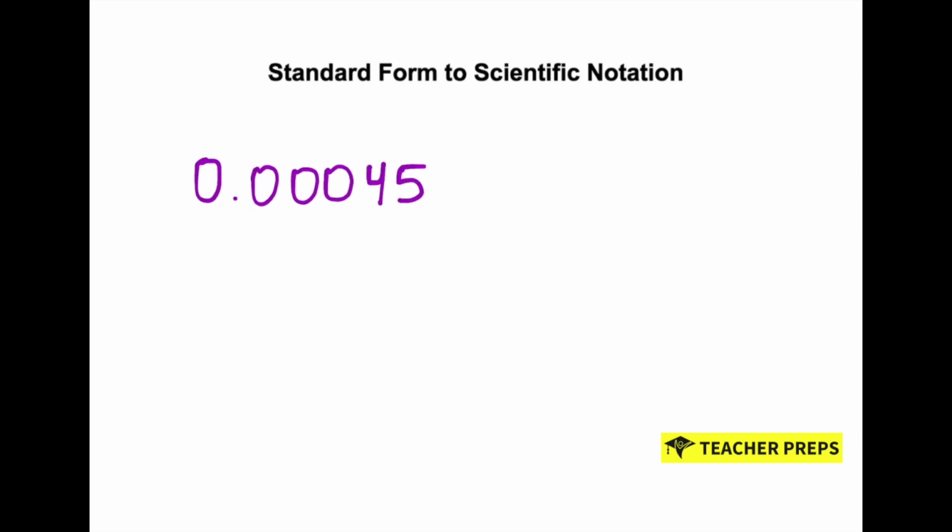Now let's write numbers that are less than 1 into scientific notation, such as this one. We want the format to be a number that is greater than or equal to 1 and less than 10, and then the decimal. So we want our decimal to end up in between 4 and 5. We're going to move our decimal place 1, 2, 3, 4 places to the right to get there. So we have 4.5 times 10 to the fourth power, but since it was a small number, we have a negative exponent.